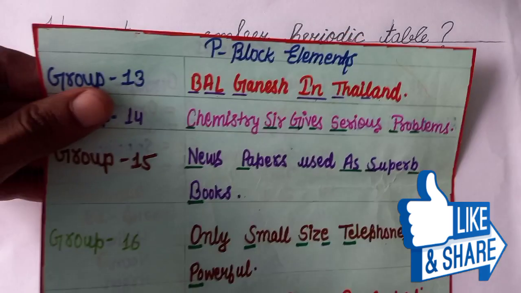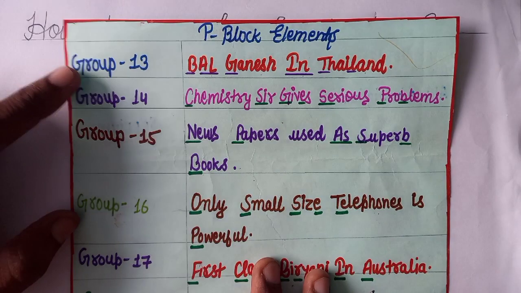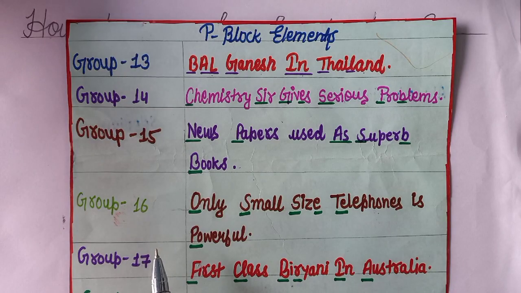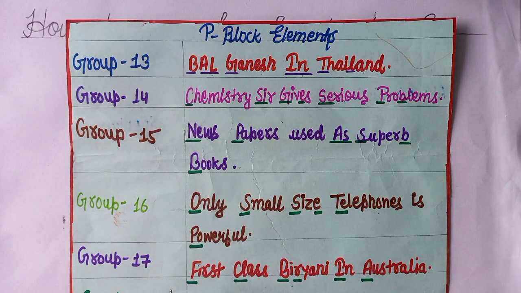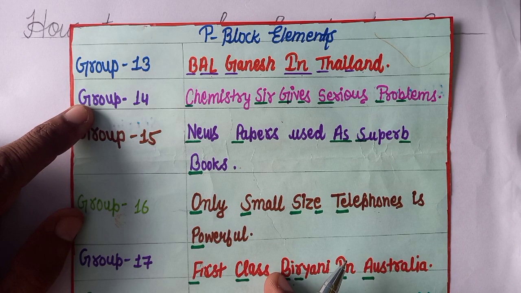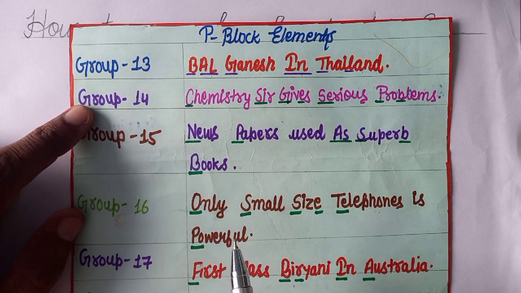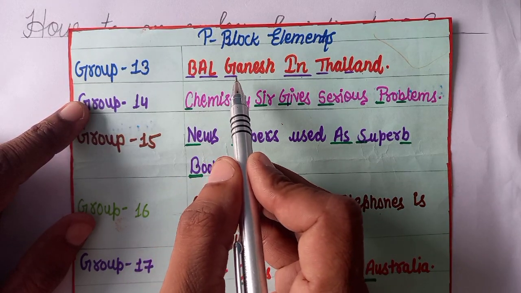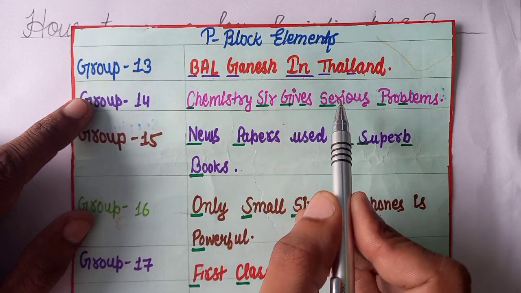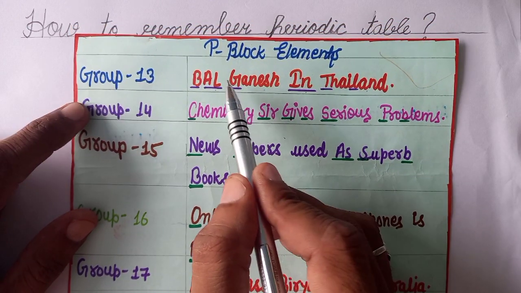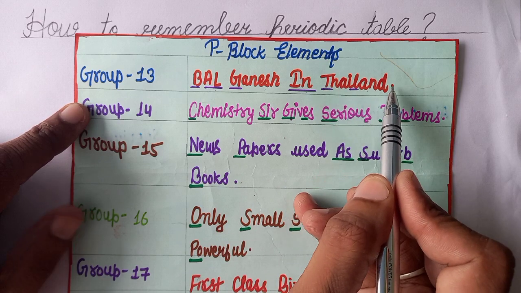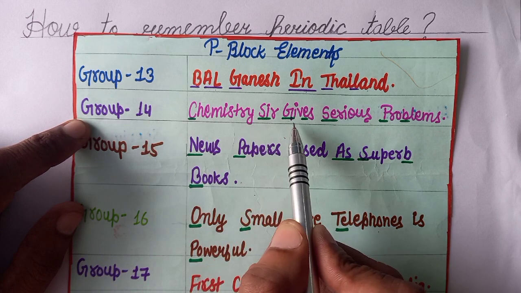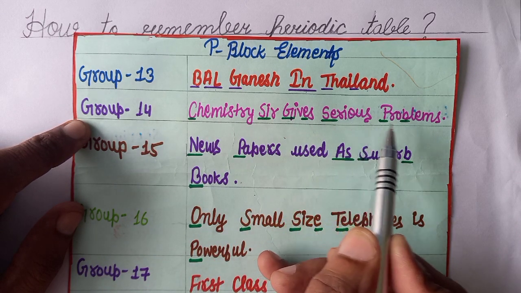Similarly, these are P block elements. Groups 13, 14, 15, 16, 17 and 18 are included in P block. To remember these groups, the trick for group 13 elements is Bal Ganesh in Thailand. Bal Ganesh in Thailand. Trick for group 14 elements: chemistry sir gives serious problems.